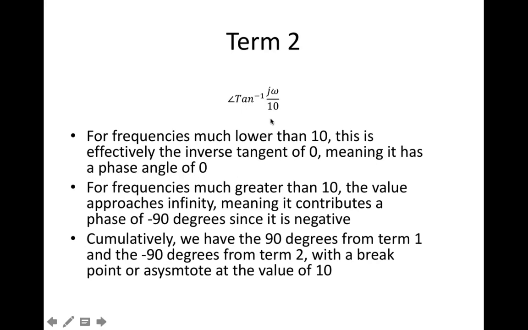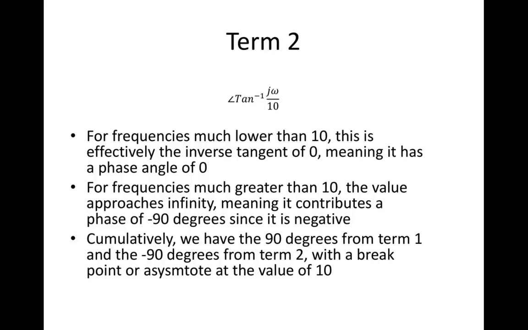If we then look at this term, and once again, just ignore my j for now, notice that when ω is very small, then this number approaches 0. And so we have the inverse tangent of 0, meaning it has a phase angle of 0. But notice when ω gets much greater than 10, we begin to approach a large number. We begin to approach infinity.